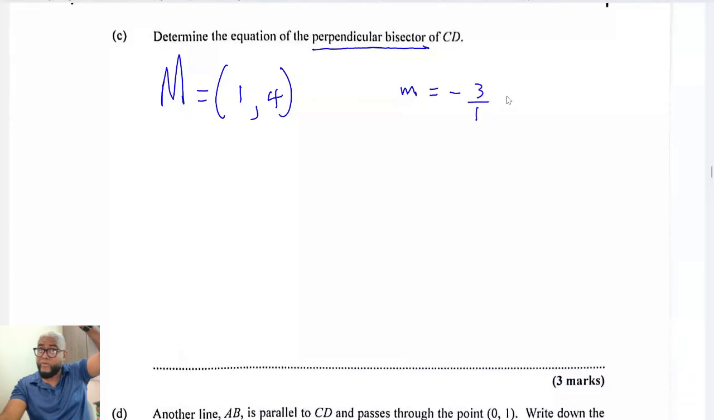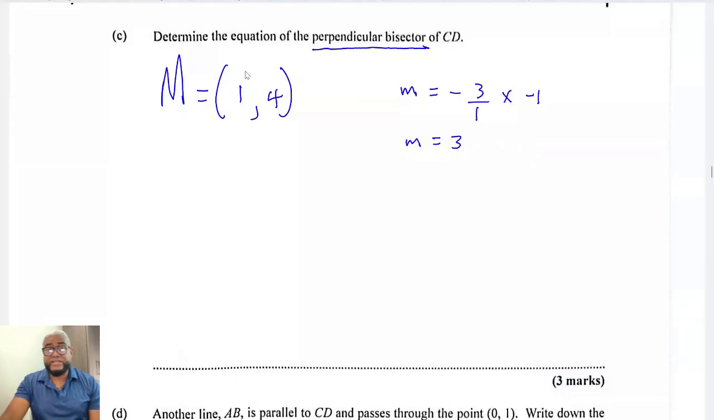So it becomes negative 3 over 1 and multiply by? Stick that in your head somewhere, please. These things come every single year, right? So what would my new gradient be? Negative 3 over 1 multiplied by negative 1. Positive 3. Right? Just 3.